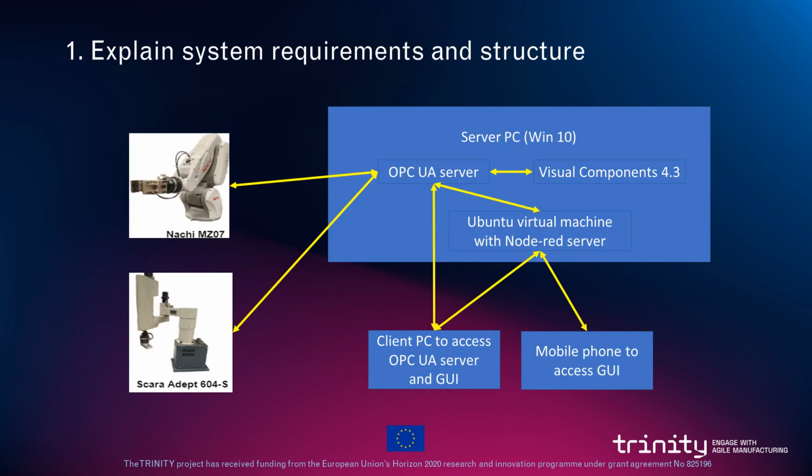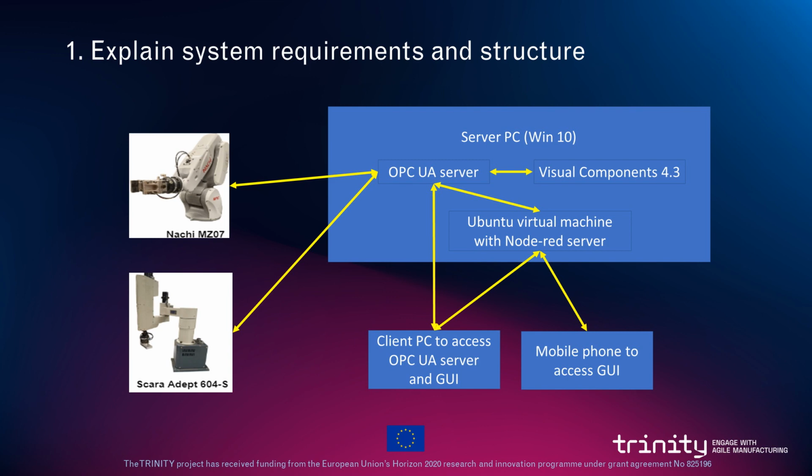The main OPC UA server is running on the server PC, which is running a Windows 10 system. The physical robot system will move and feed back joint parameters to the OPC UA server. The simulation software Visual Components Premium 4.3 is running on this server PC, and it's connected with the OPC UA server. The digital twin in Visual Components will move according to the joint parameters in the OPC UA server.